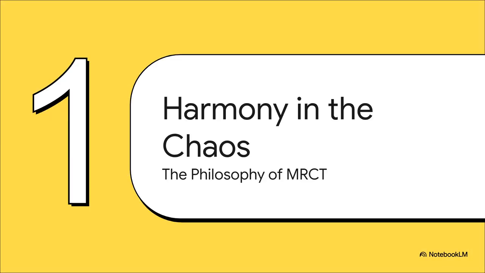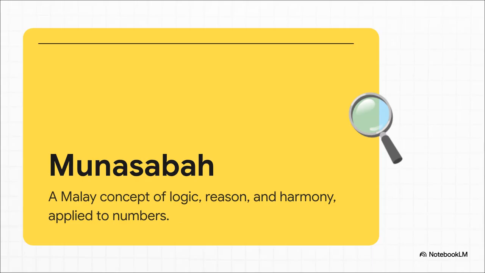So what is MRCT really about? At its heart, it's a challenge to how we see things. It's asking us to stop looking at numbers as just random points on a line, and instead to start seeing them as, say, stars in a hidden constellation, all part of some bigger logical system. The whole theory is actually grounded in the Malay concept of munasabah. Now, this word doesn't just mean logical. It has a much deeper sense of appropriateness, of reason, and harmony. And MRCT suggests that the entire world of numbers has this very same quality, an inherent reasonable harmony, but only if you know how to look for it.